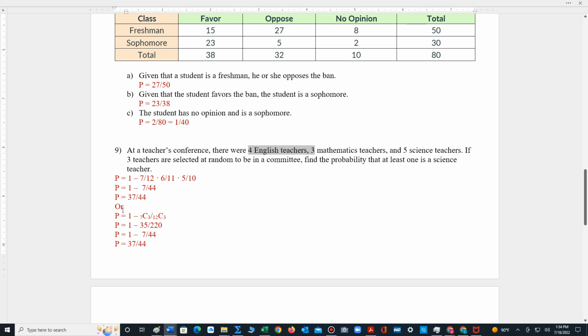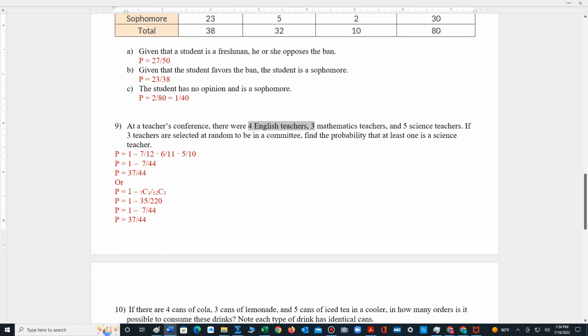This problem can also be done using combinations. So for our problem here, we have 1 minus. Instead of using the multiplication rule, we can say, well, we have 12 teachers, we're choosing 3, and we have 7 non-science teachers, we're choosing 3. Performing the calculation, 7C3 is 35, 12C3 is 220. This reduces to 7 out of 44. Subtract to get the same answer, 37 out of 44. So you pick whichever method works best for you.